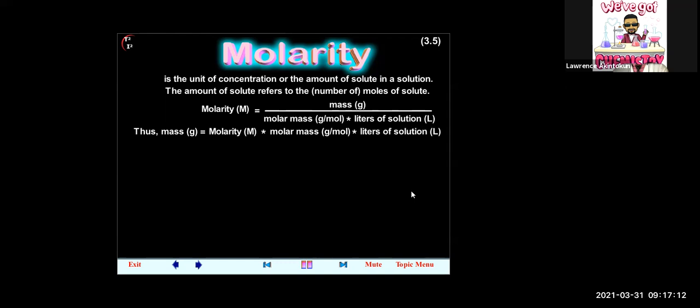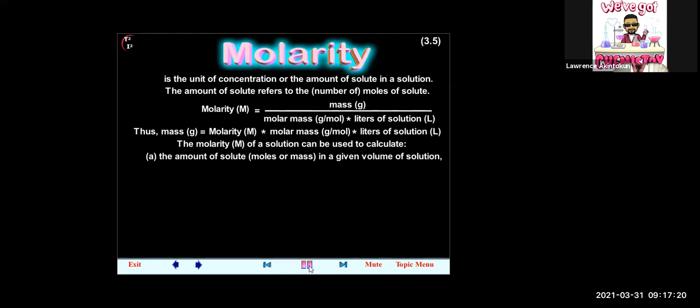The molarity M of a solution can be used to calculate A, the amount of solute, moles, or mass in a given volume of solution, and B, the volume of solution containing a given amount, moles, of solute.